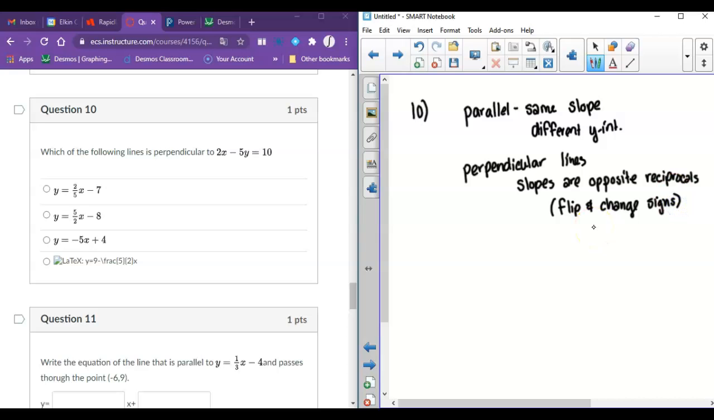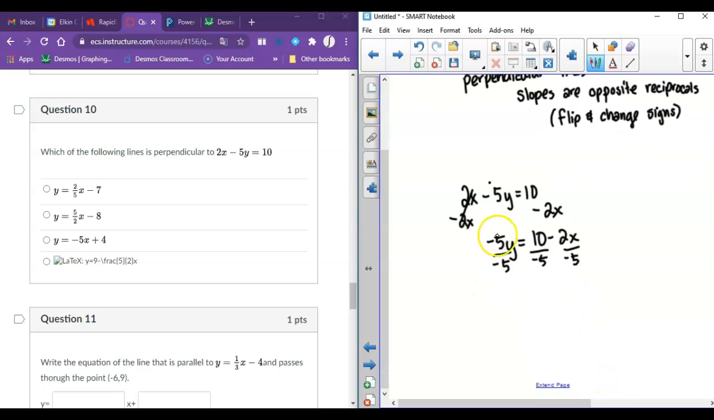Okay, so the equation they've given us is 2x minus 5y equals 10. And we don't know the slope of that line because it's not solved for y. So first, we're going to have to subtract 2x from both sides. That's going to give us negative 5y equals 10 minus 2x. And then we're going to divide everything by negative 5. And we're going to get y equals negative 2 plus 2/5 x. And so the slope of this line is 2/5 right here.